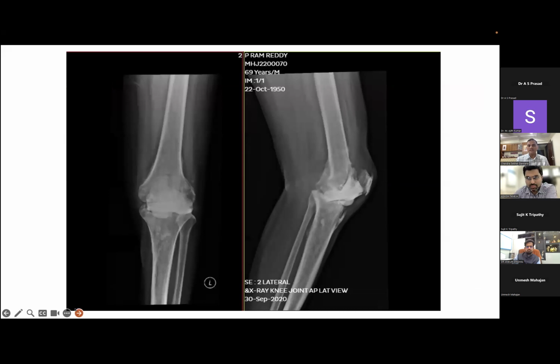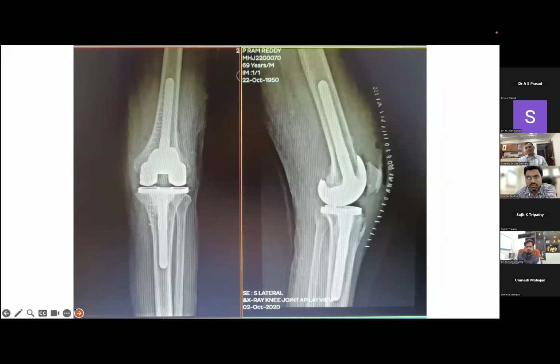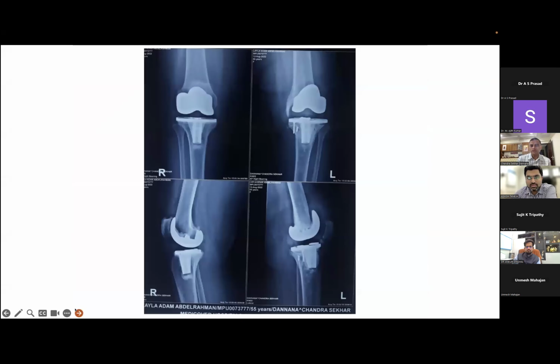And this is a stage 2 revision scenario. Again, the collaterals are intact in this case. You can see there is reasonably good bone stock, so you can get away with a simple constraint where there is not much of a ligamentous problem. This is another patient who had early loosening on the left side. Even on the preoperative X-ray, you can see significant subsidence on both the femoral and the tibial side.